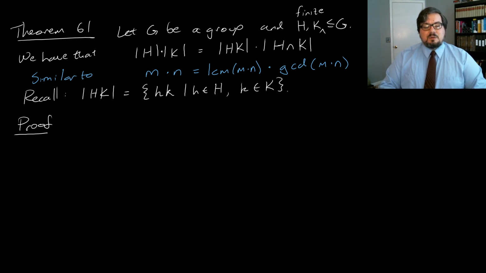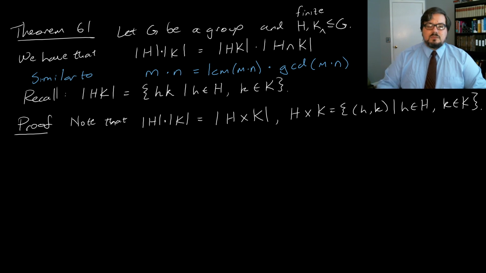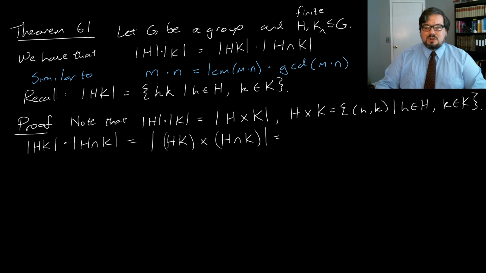Okay, we're going to do things in the following way. We're going to construct a bijection between two sets. So note that the order of H times the order of K is equal to the order of H cross K, where this cross is the Cartesian product. It's the set of all pairs (h, k), where little h belongs to H, little k belongs to K. And we also have, of course, that the order of the set HK times the order of the set H intersect K is the same as the order of the set HK crossed with the set H intersect K. And again, this is the Cartesian product, where this is a set of one element from HK and another element from H intersect K.